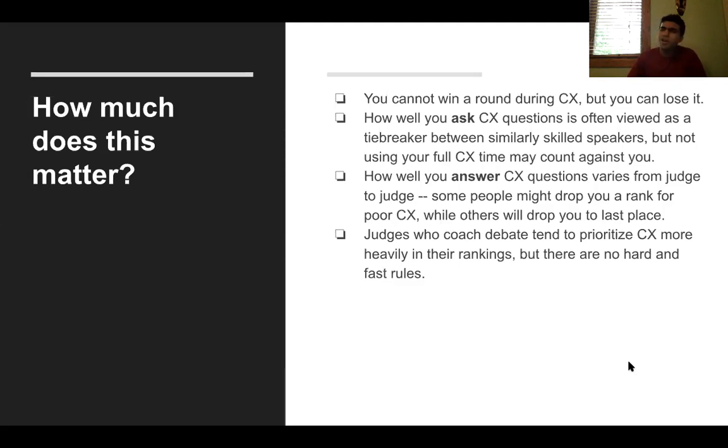I don't want to call out anyone, but there is one very particular national circuit extemper who graduated pretty recently. They were infamous for being a very rude person during cross-examination, and that showed during their ranks. I don't know if Steve or Brian knows who I'm talking about, but a lot of people did not appreciate the way they asked questions. So don't be like that.